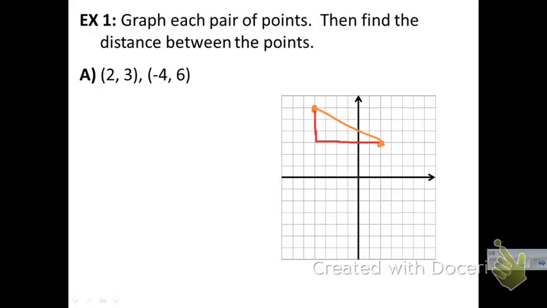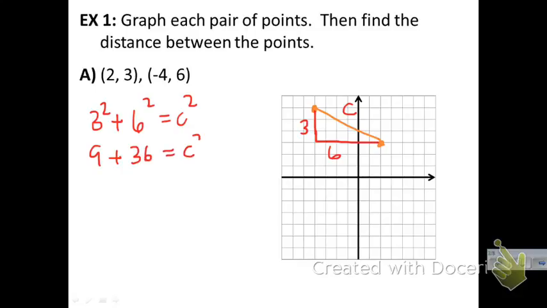Now, a right triangle enables us to count this distance really easily, and it's a distance of 3, and then also the distance of the base, and it's a distance of 6, and we can use this idea and the Pythagorean theorem that says 3 squared plus 6 squared equals c squared. 3 squared is 9, 6 squared is 36. We add those to get 45. We do the opposite of squaring, which is to take the square root. And the square root of 45 is 6.7. So our distance between those two is about 6.7 units.